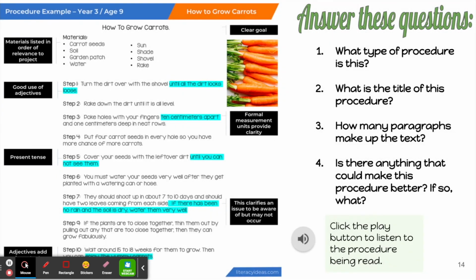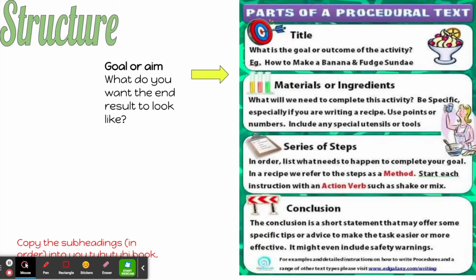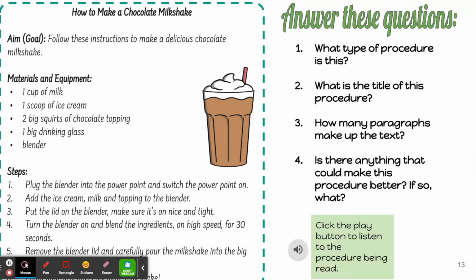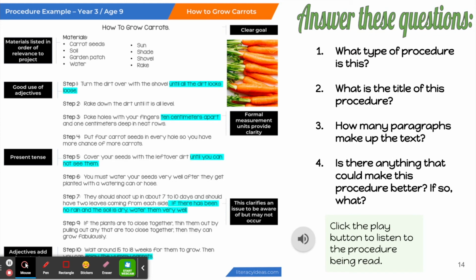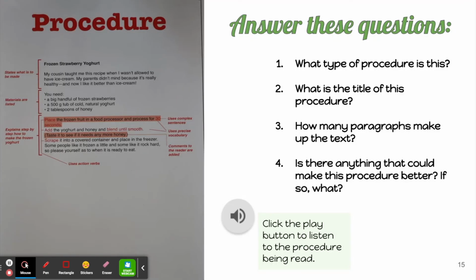Here is another example of a procedure, slightly different. I would like you to have a think about the structure and what it might be missing and what it might have done well too. This one's about how to grow carrots. Same again, click the play button if you'd prefer to listen to it being read to you, or have a read and then answer the questions.